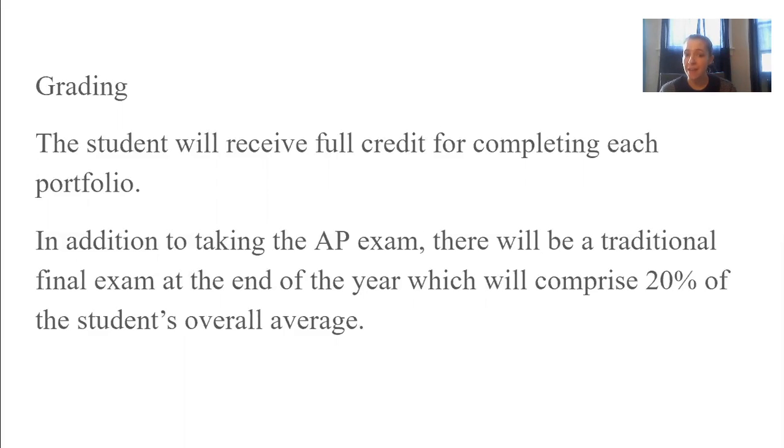In addition to the AP exam at the end of the year, so I think most of your children have already taken AP courses, but the way it works is they take this test at the end of the year with all the other AP students in the country. It's graded on a 1 to 5 scale, and for earning a 3 on the AP test, most colleges are going to give them credit for Calculus 1. If they earn a 4, they might get credit for Calc 1 and then maybe some additional credits on top of that.